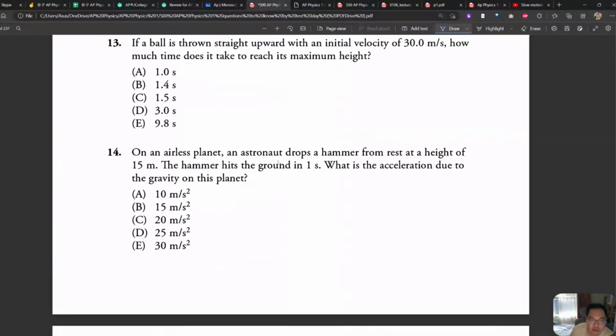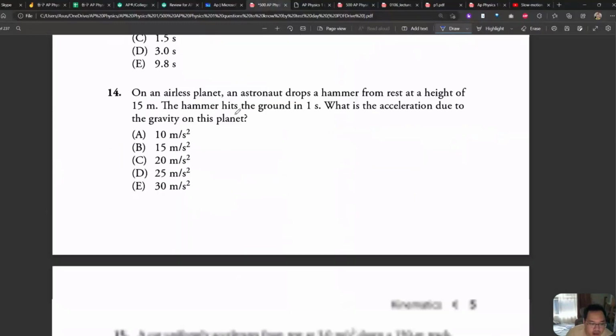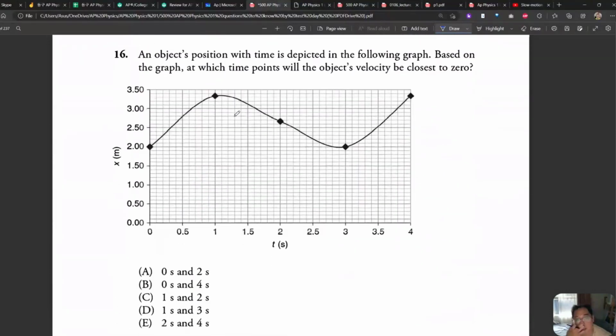Number 16. Object position with time is depicted in the following graph. Based on the graph, at which time points will the object velocity be closest to 0? We see the change of x increases and then decreases, increases and decreases. It is approximately an oscillation, meaning it moves backward, up and down, or left and right, because the position increases and decreases.